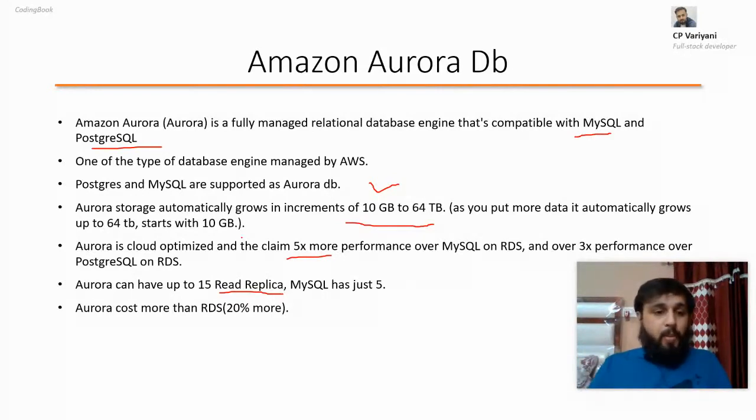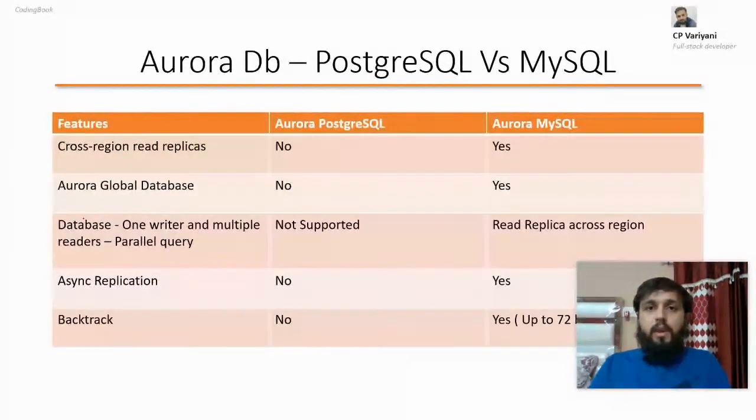Another point: Aurora costs you, yes, of course, if it is providing you such benefits, then there is a cost, and the cost is approximately 20% more than other databases. So that's the difference between PostgreSQL and MySQL. Cross-region read replicas, there is support in MySQL. Aurora Global Database, yes, there is support. Database one writer, multiple readers, there is a read replica across regions in MySQL. Async replication, yes, it is possible. Backtrack, yes.